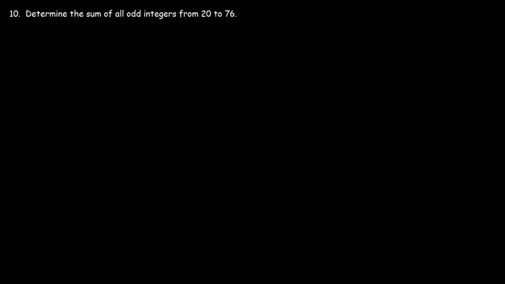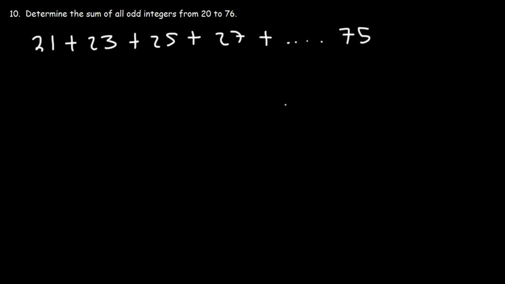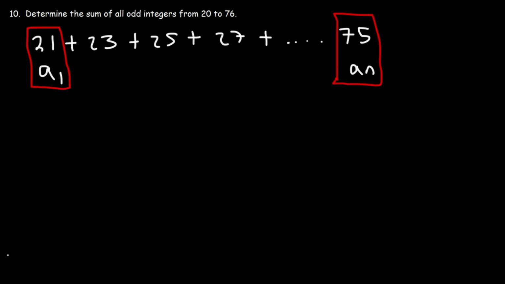Try this one. Determine the sum of all odd integers from 20 to 76. 20 is even, but the next number, 21, is odd. And then 23, 25, 27, all of that are odd numbers up until 75. So a sub 1 is 21 in this problem. The last number, a sub n, is 75. And we know the common difference is 2 because the numbers are increasing by 2.